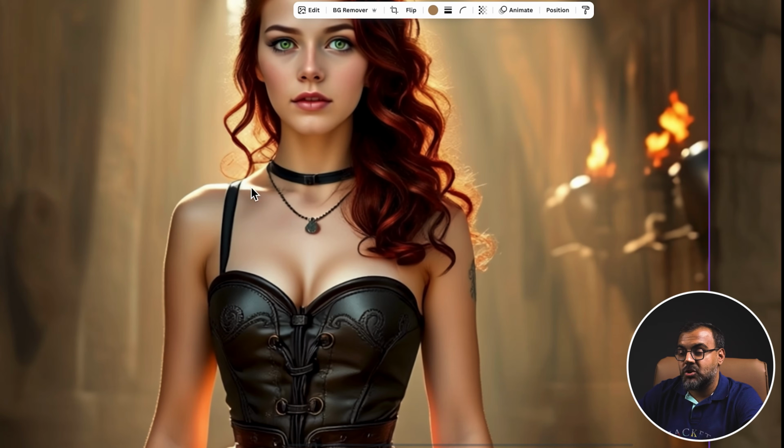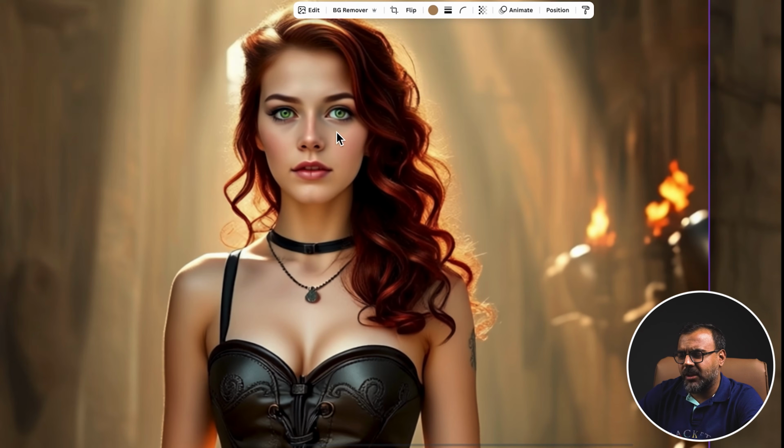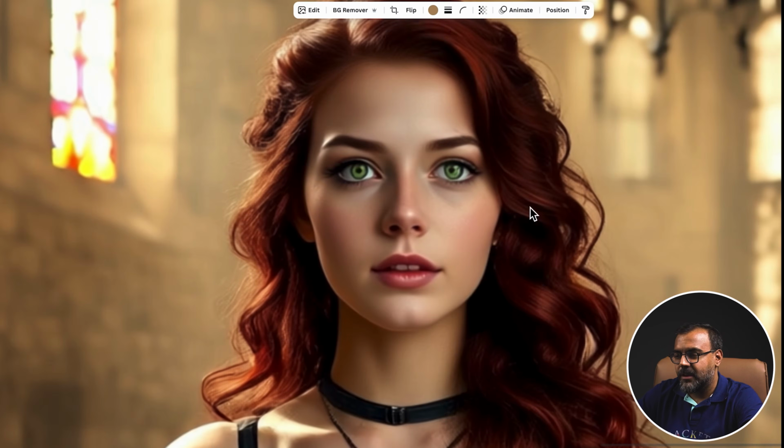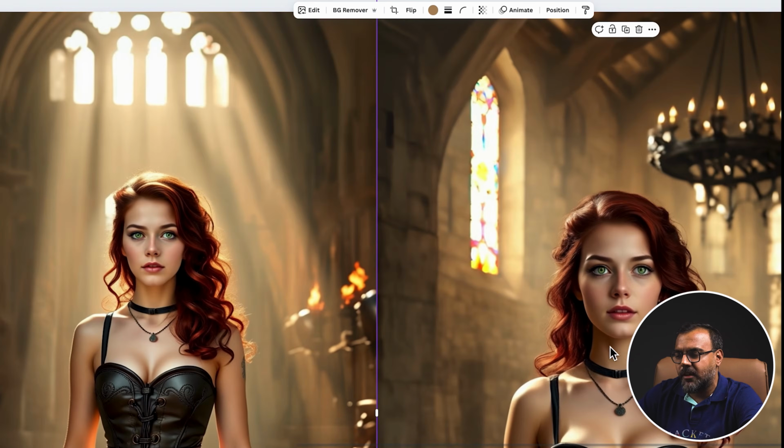Runway runs into the issue of the skin being a little bit too plasticky. There's still a few issues in the eyes and a small amount of artifacting, but when compared with MidJourney, this is miles ahead, right? We get the same issue over here where the face is looking a little plasticky, and in both of these, the facial expressions are not the best.